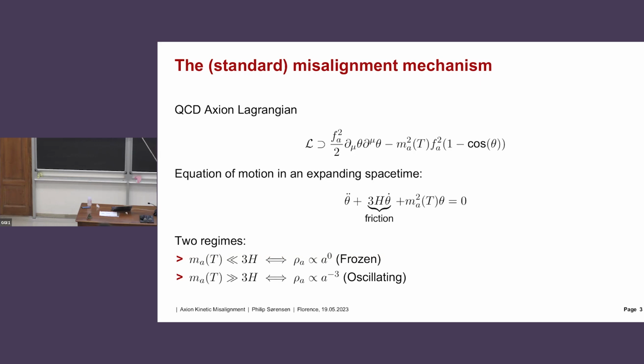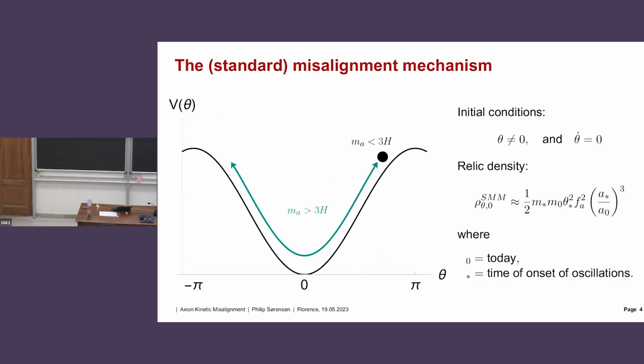One limit in which the friction term dominates. In this limit, the field is frozen and the energy density doesn't evolve. And then in the other limit, where the mass dominates, the field is oscillating and behaves like dark matter. So the way you make standard misalignment work is that you assume you start with some non-zero initial angle, no initial velocity, and then initially you're frozen in place by the friction term until eventually the mass term dominates and you start oscillating. And then an oscillating scalar field behaves like dark matter. So from this, you get a dark matter relic.